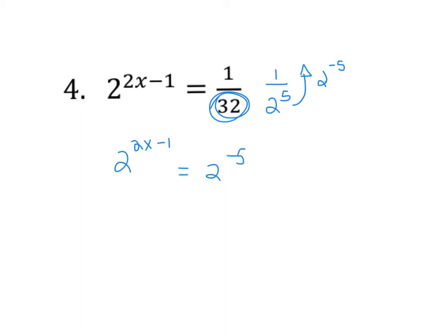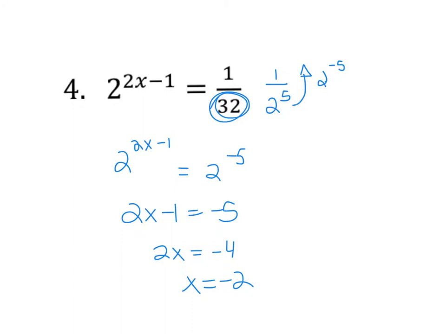So both of these are base 2. We're going to set our powers equal to each other and solve. So we add 1, divide by 2, and there's our answer.